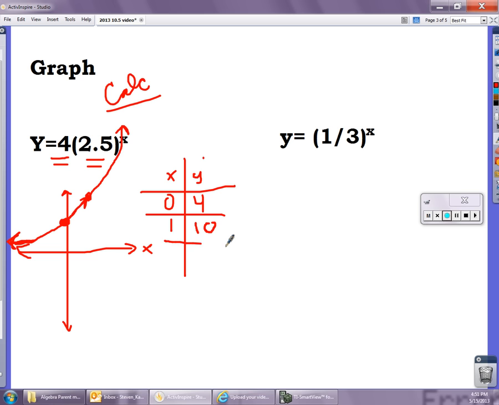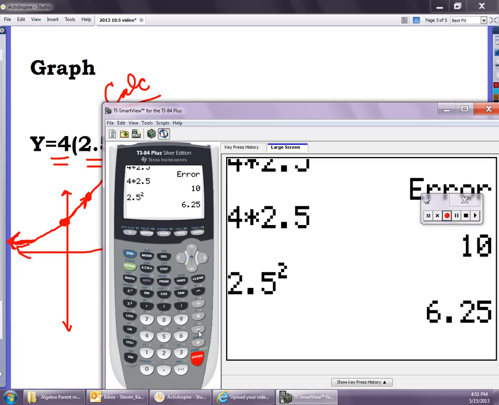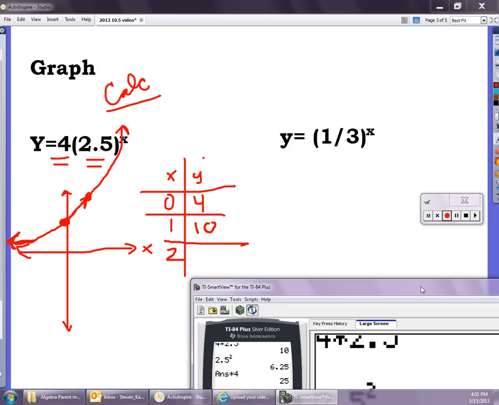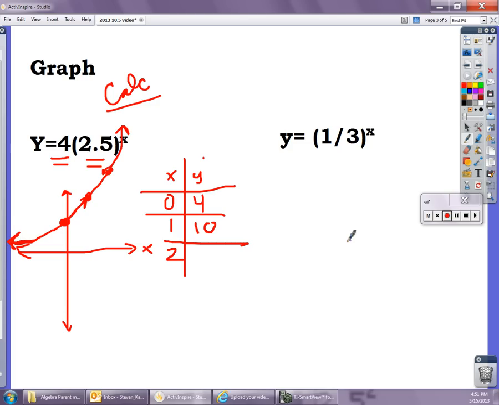And if you want to do a 2, we can do that as well. 2.5 to the second power equals 6 1/4, and then times the 4. So we can see when x is 2, y is actually 25. So we go to the 2, we'd go up to the 25, we'd graph that point, and then you'd connect all the points, you'd see that graph. But mainly, we just want you to understand the rough sketch of it, how it kind of looks.